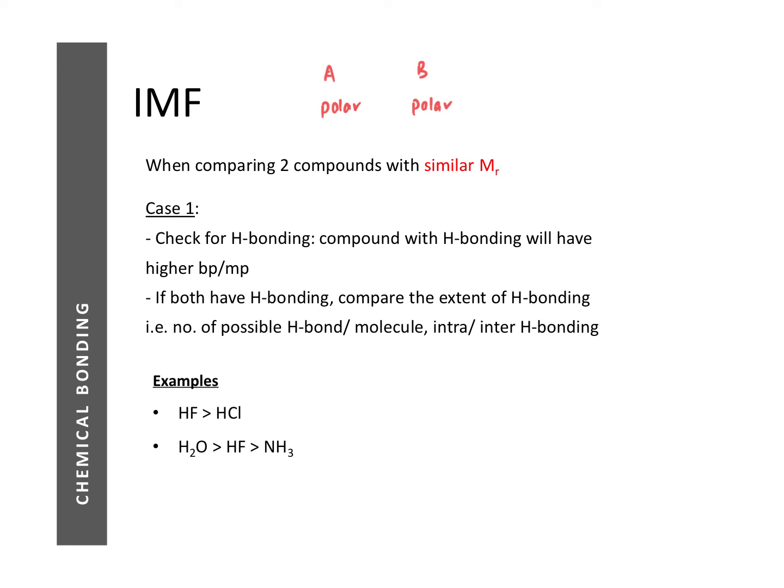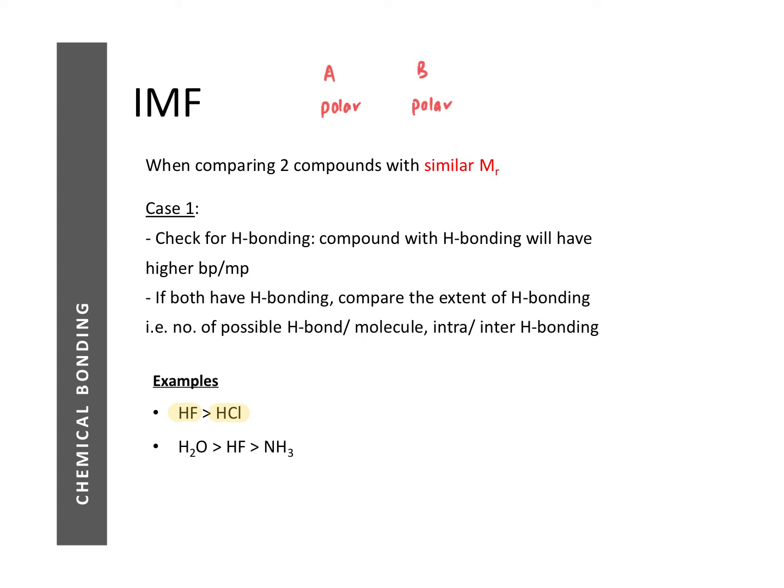Now, in the first scenario where we compare two polar molecules of similar MR, the first thing to check is whether any of the substances can form hydrogen bonds. If one of them can form hydrogen bonds, then the substance that can form hydrogen bonds would have the stronger intermolecular forces of attraction, and therefore it would have the higher melting point and boiling point as well. Why is that so? Because we have already mentioned that hydrogen bond is stronger than your average dipole-dipole interaction. For example, if we compare HF and HCl, both are polar molecules. Their molar masses don't differ by a lot.